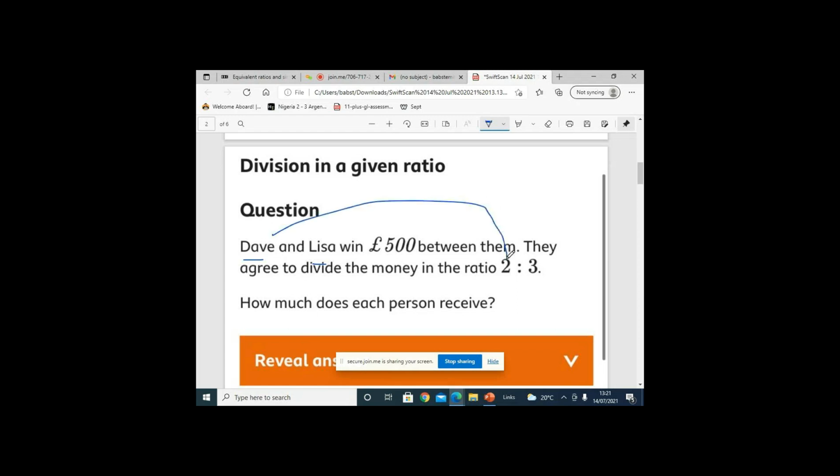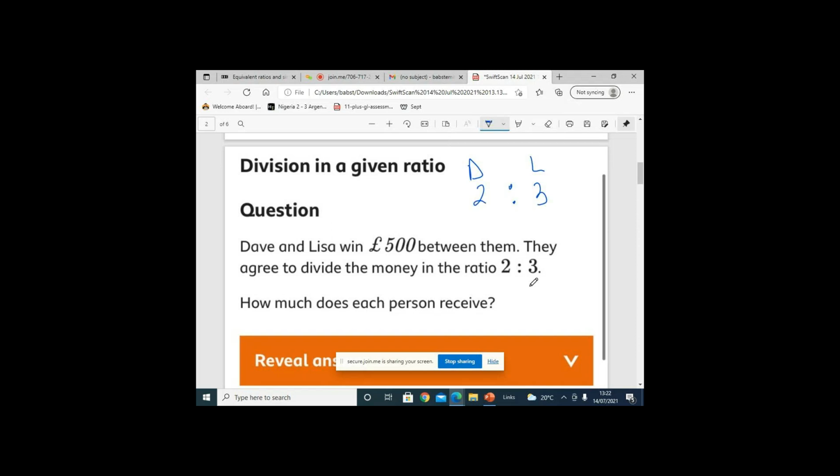2 to 3. That means that if Dave and Lisa share this money, Dave's ratio will be 2 and Lisa's ratio is going to be 3. So it's always in order. Dave will be 2, Lisa will be 3. The best way is to put D for Dave and Lisa, ratio 2 to 3.